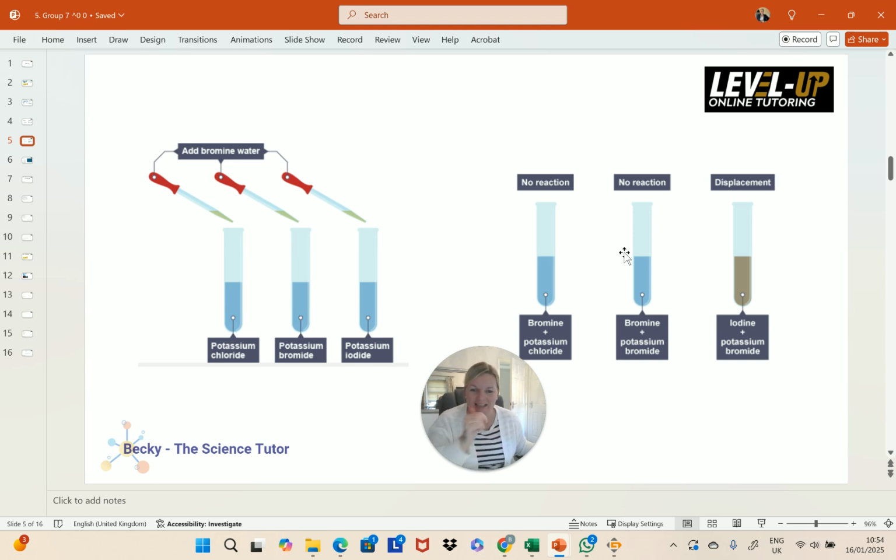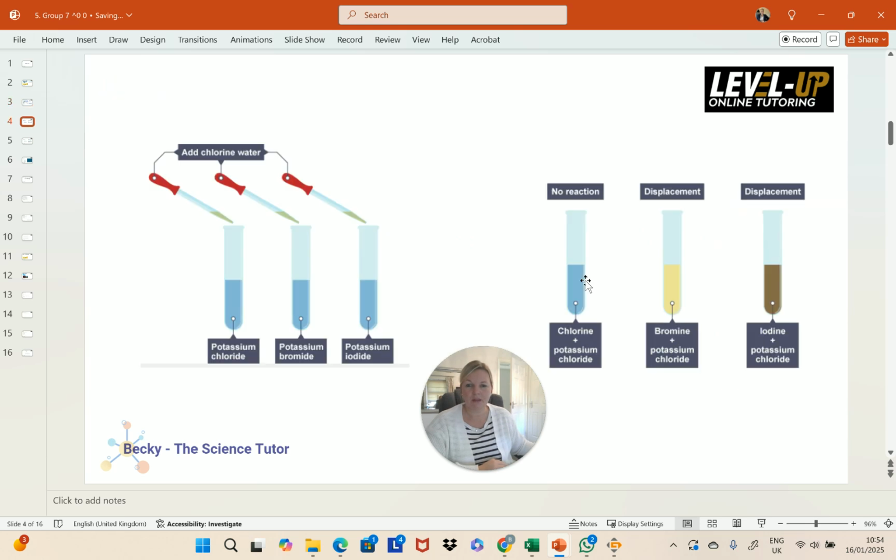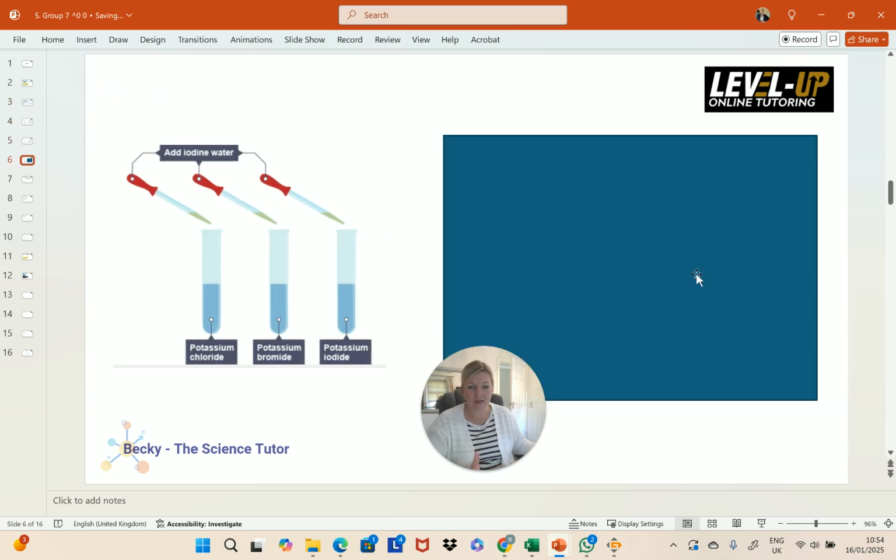So the iodine has been displaced, and we've now got potassium bromide that have bonded together. So let's pop back to our little table. No reaction, has reacted. And in the final set then, can you predict what's going to happen?